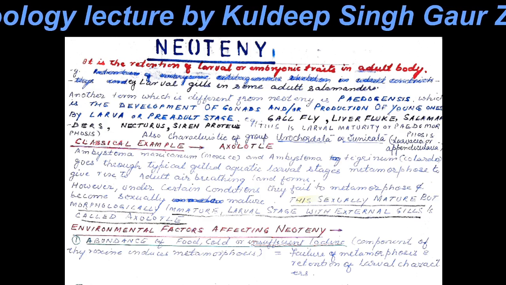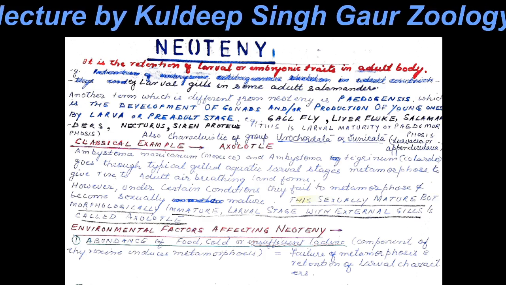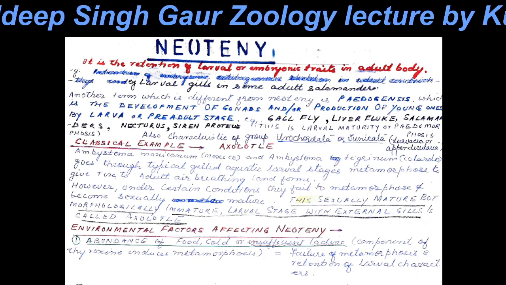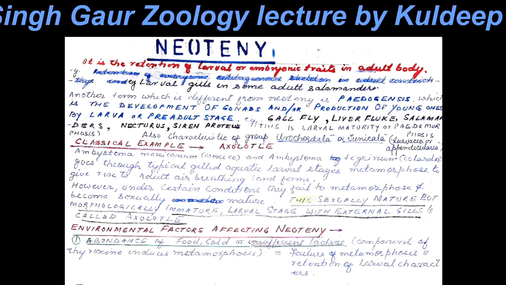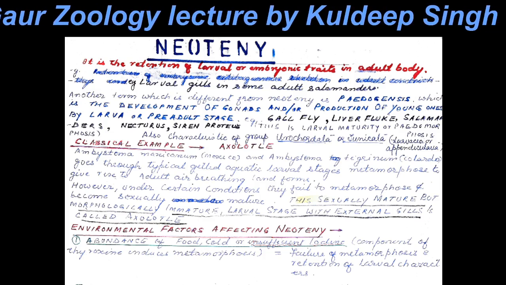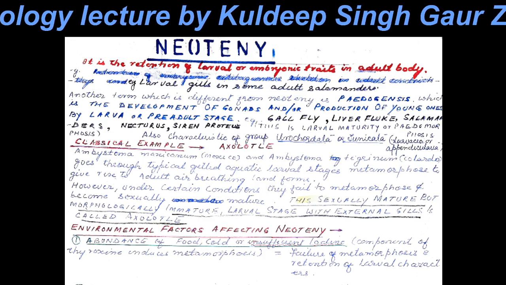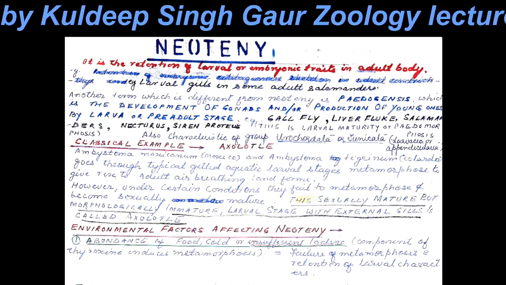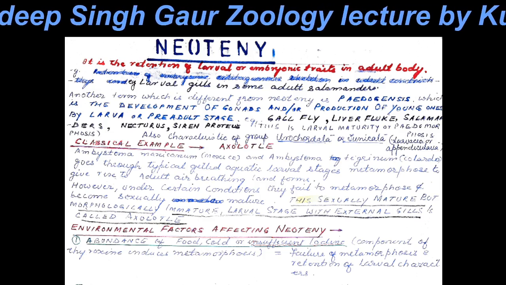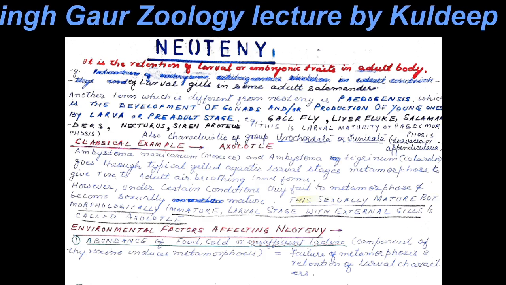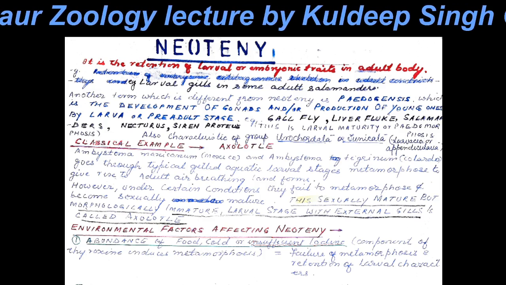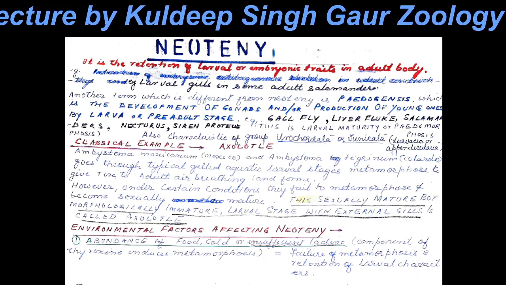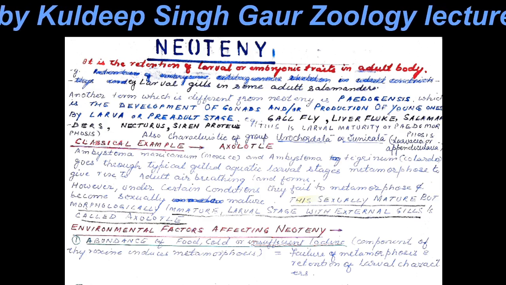Another term which is different from neoteny is paedogenesis. Paedo means child, genesis means reproduction, which means the gonads get developed in the larval stages and they start reproducing and produce young ones. This production of young ones by larval or pre-adult stages is termed as paedogenesis, and it is quite different from neoteny, which is the retention of the larval characters in the adult body.